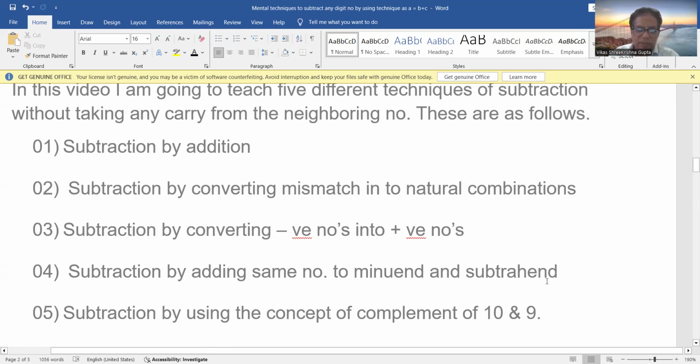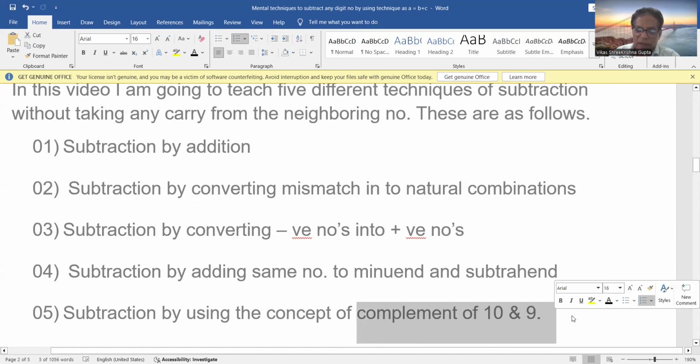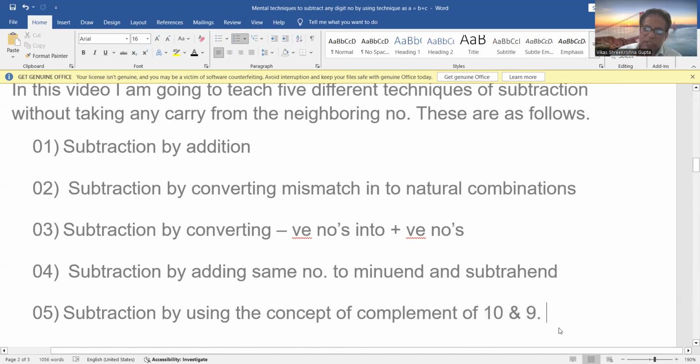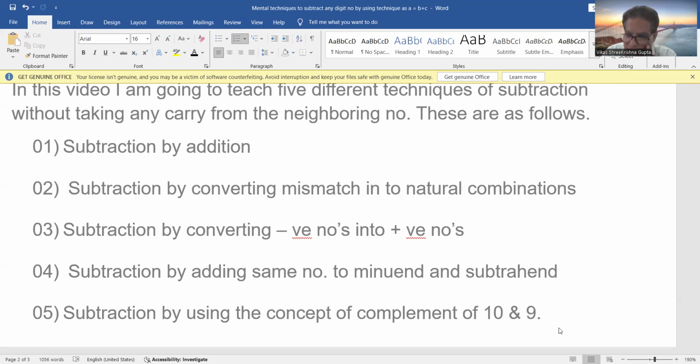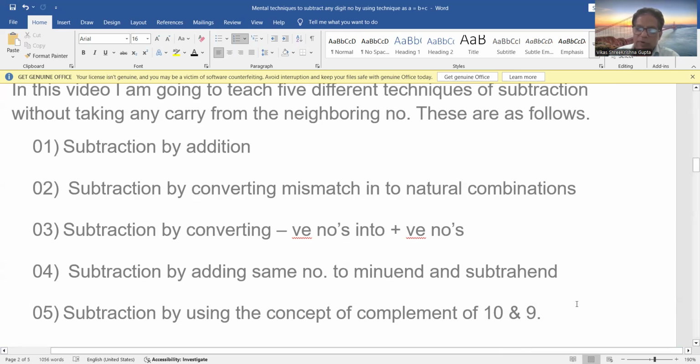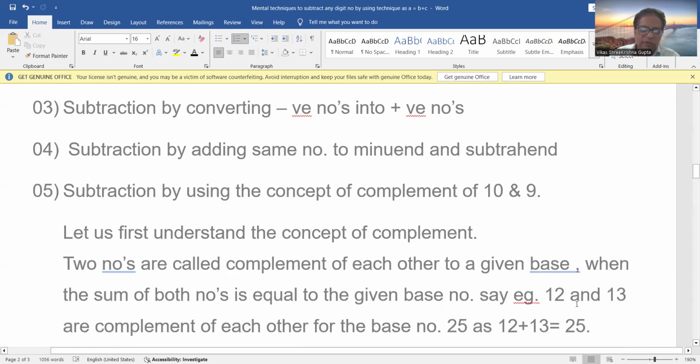And last, subtraction by using the concept of multiple complement of 10 and 9. This is by far the most, you can say, jewel of all the methods. Very fast and very quick method. And you can do subtraction of any digit numbers using this method, complement of 10 and 9. So before going to this method, you must understand what is the meaning of complement of 10 and 9. Right. So these are 5 methods I will explain to you in my videos.